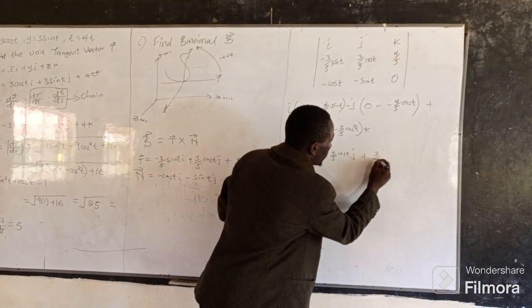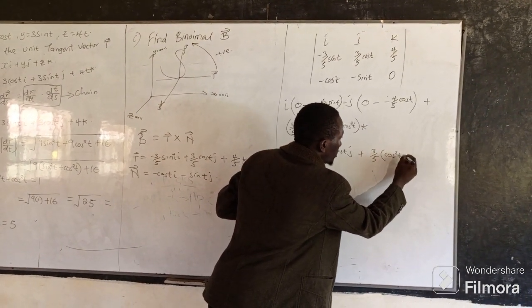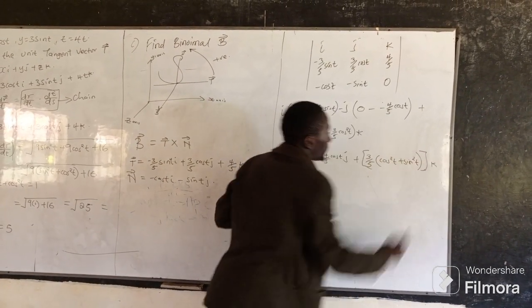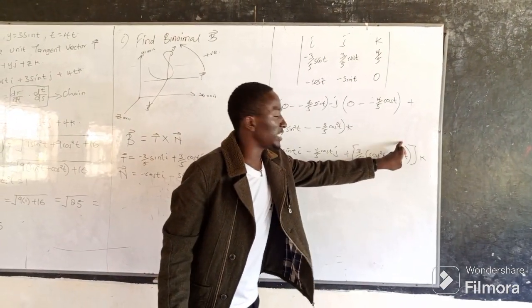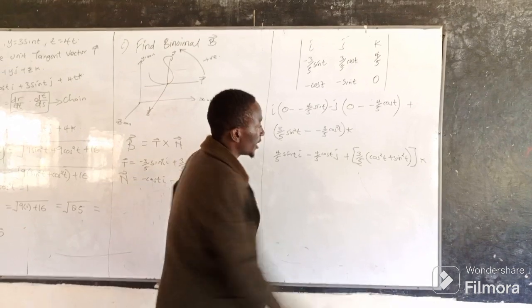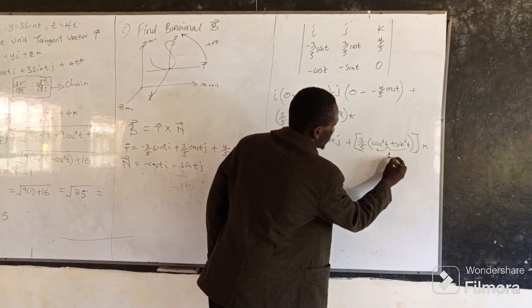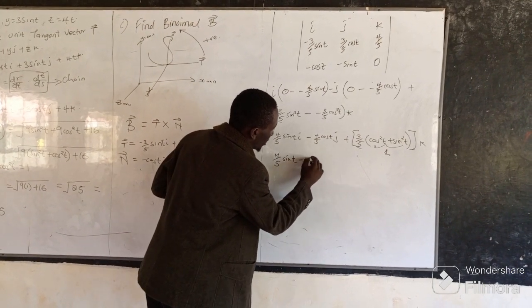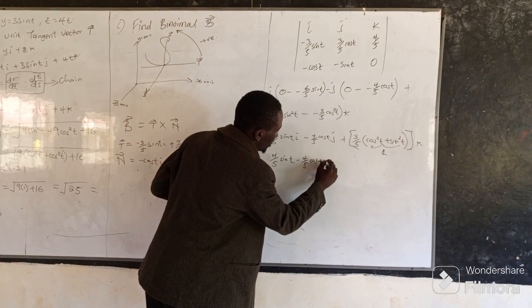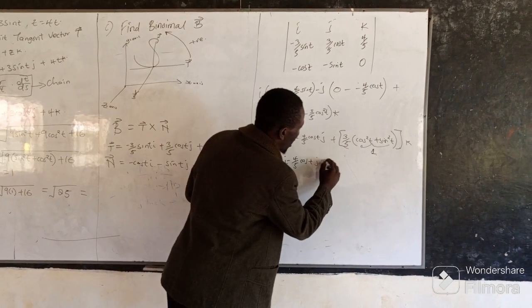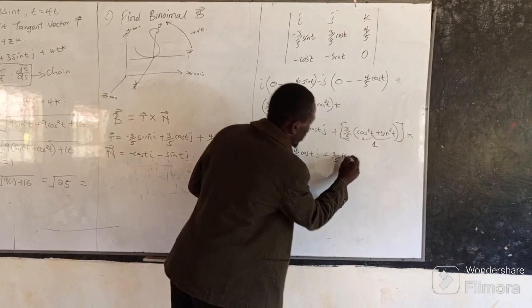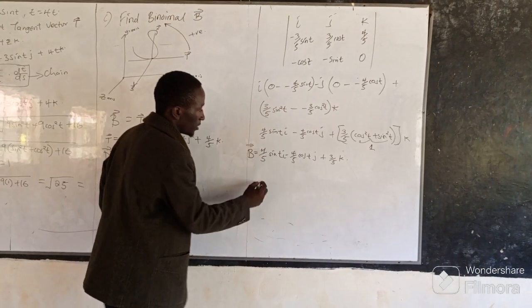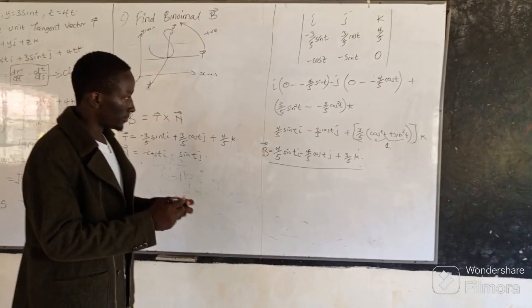I'll have 3 over 5 into cos squared t plus sin squared t. Everything is with k. Cos squared t plus sin squared t, I'm having an identity which is equal to 1. Now my final answer will be 4 over 5 sin t i minus 4 over 5 cos t j plus 3 over 5 k. This is my value of binormal B. And we are done.